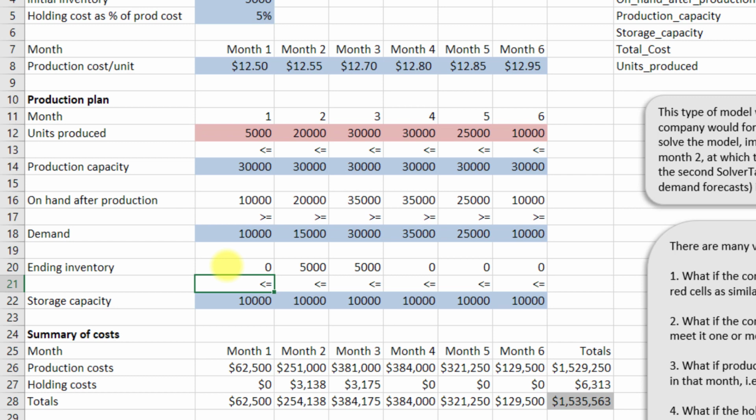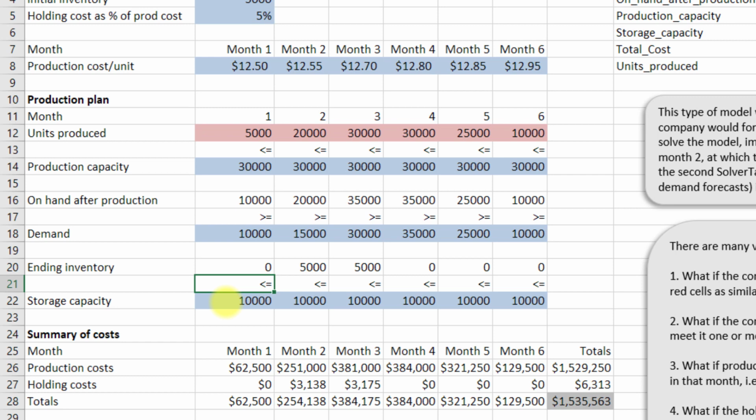In terms of our constraints, the number of units produced must be less than or equal to our production capacity. The number of units on hand after production need to be at least as much as our demand, so they need to be greater than or equal to our demand. And then our ending inventory cannot exceed the amount of room we have to store all of that ending inventory, otherwise we would just be making things and throwing them away.